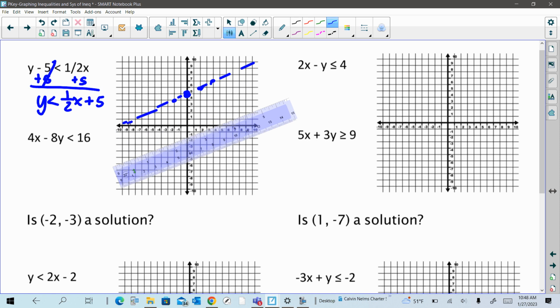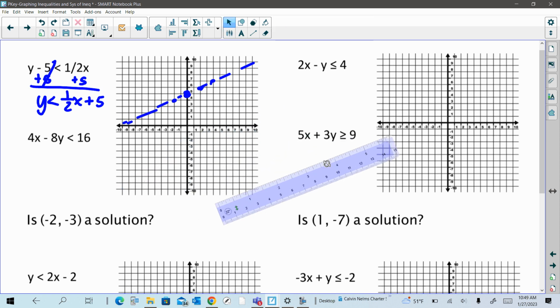Okay, so where are we shading here? Yeah, below. So I need to move my ruler out of the way. Take my highlighter. I'm going to shade everything below.